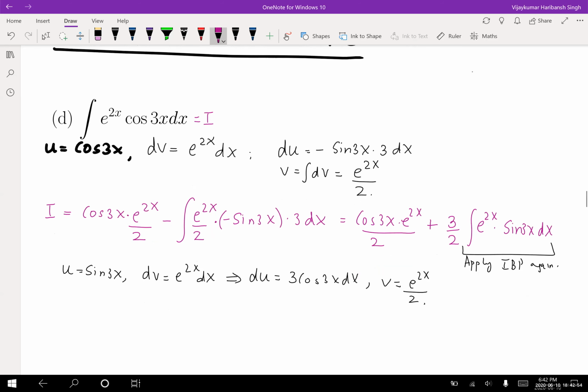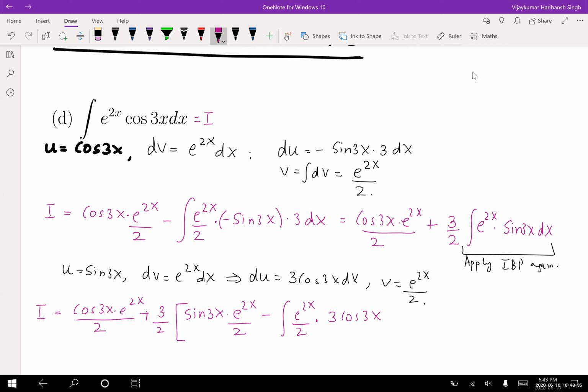So what happens to my integral I? So my I is cos 3x times e to the power 2x divided by 2 plus 3 by 2 times the integral. Let's write it down. So what is the integral? uv. U is sine 3x. V is e to the power 2x divided by 2 minus the integral of v, which is e to the power 2x divided by 2, du, which is going to be 3 cos 3x dx.